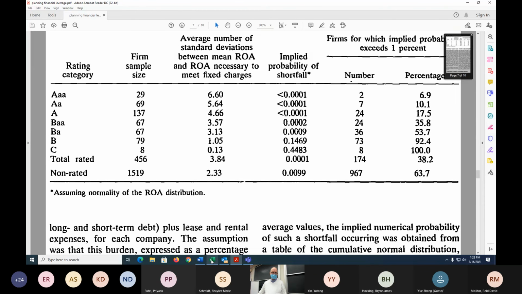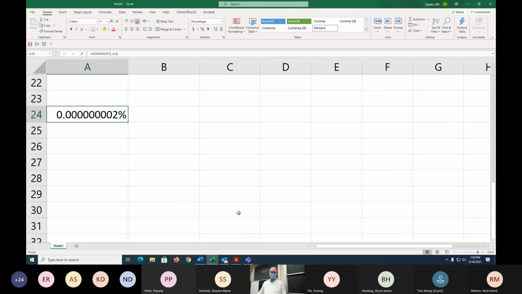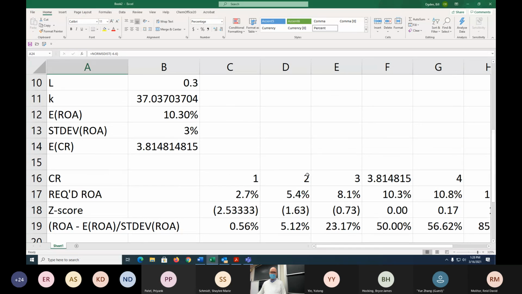So let's go back. Where were we? All right, so any questions on how to calculate the probability that a given company will be unable to service its debt, pay its interest once?